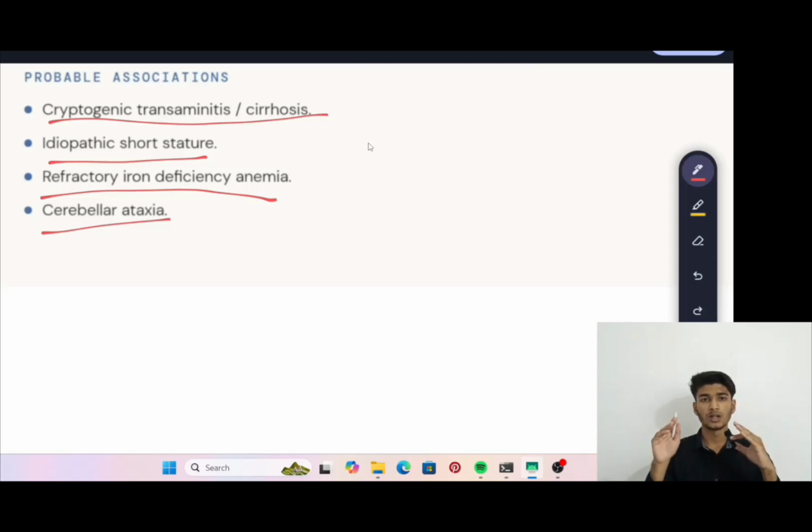But no, it is not like that. In atypical celiac disease, you might see these symptoms such as cryptogenic cirrhosis, idiopathic short stature, iron deficiency anemia, and cerebellar ataxia. But if you see these symptoms, you cannot come to a conclusion that the patient might be suffering with atypical celiac disease.